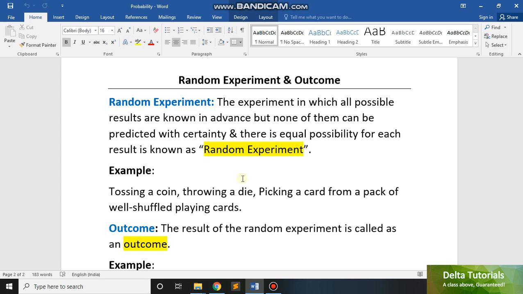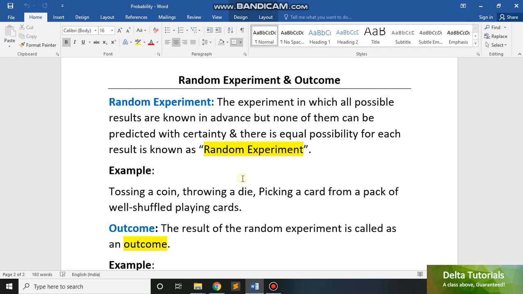The experiment in which all possible results are known in advance but none of them can be predicted with certainty, and there is equal possibility for each result, is called a random experiment. Now to make this definition simple, we will take the help of an example.